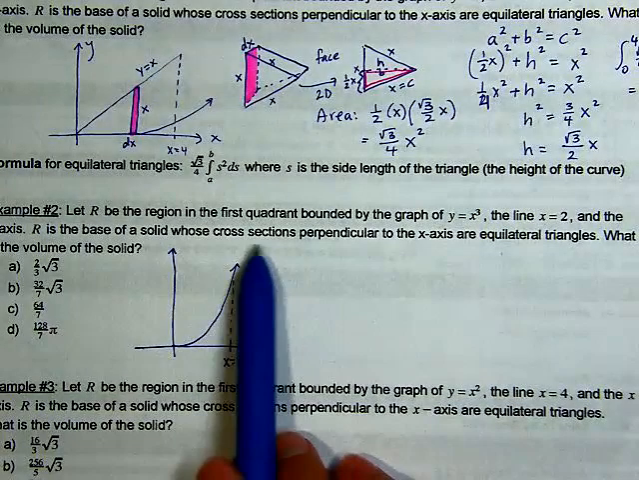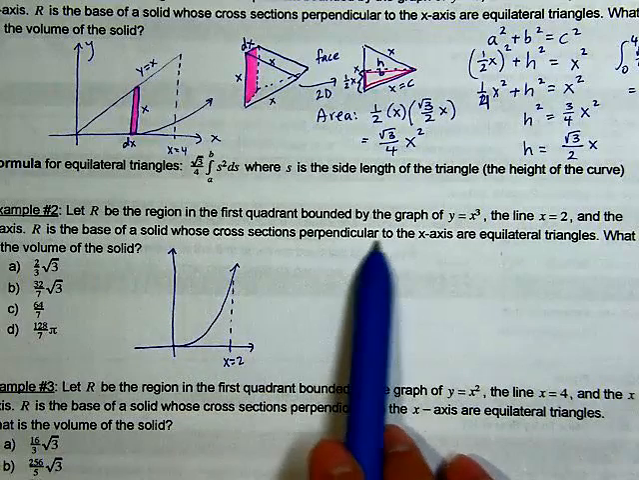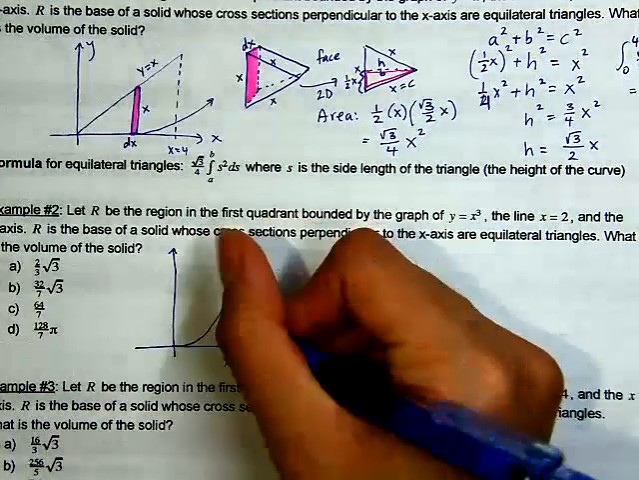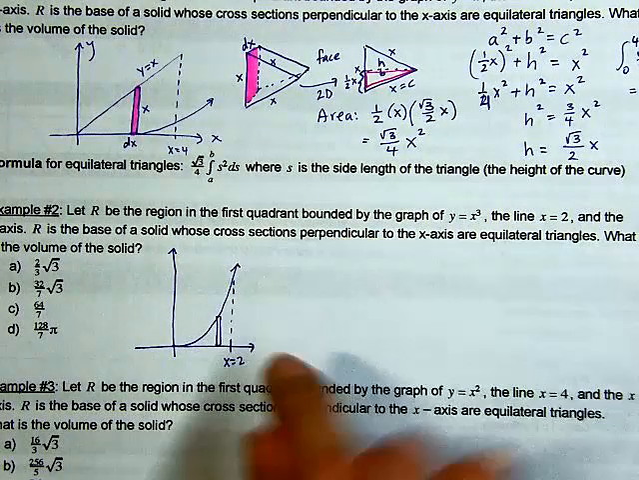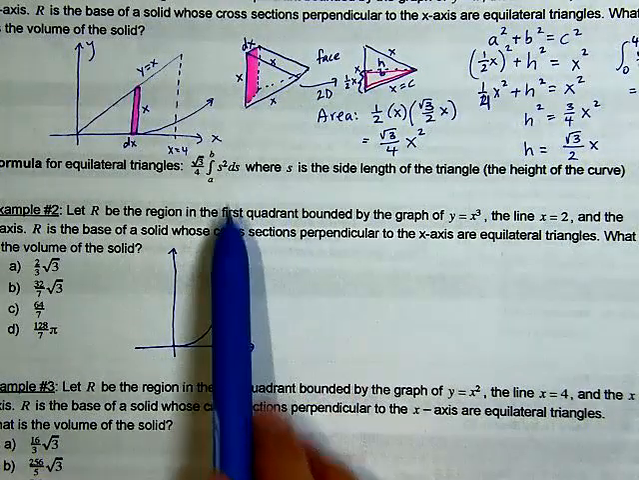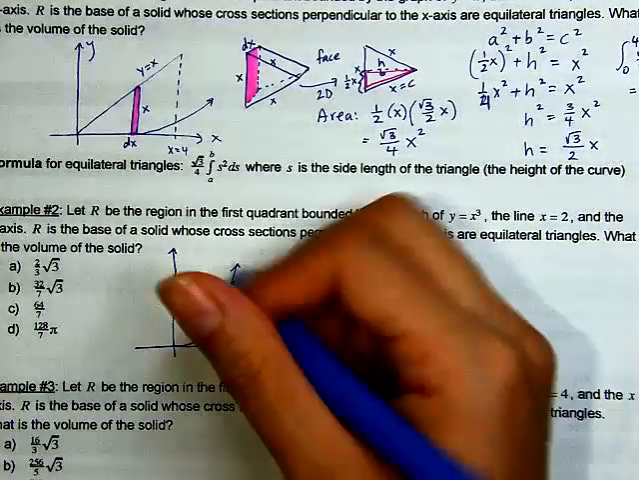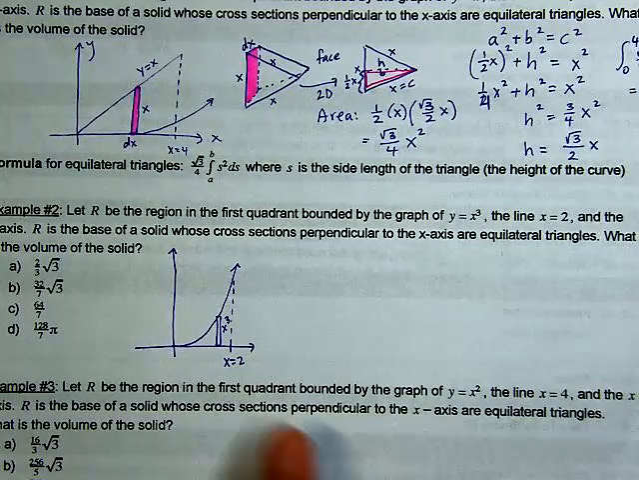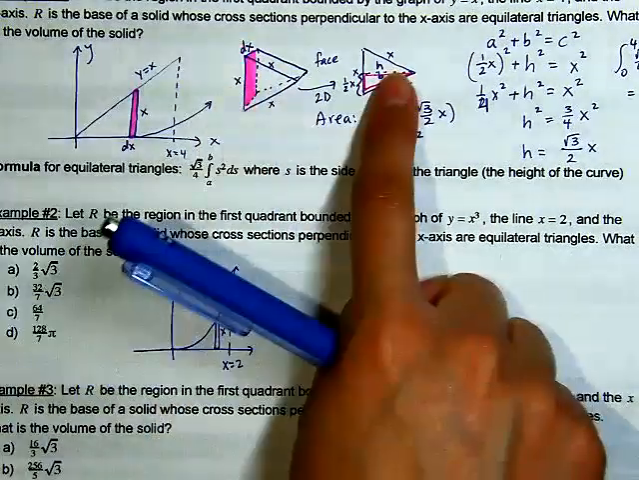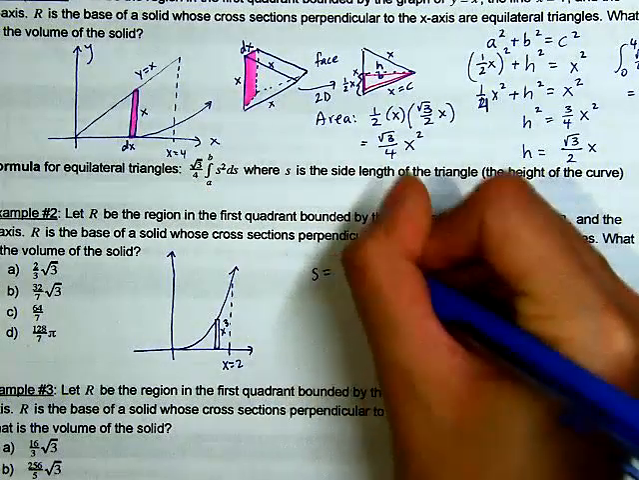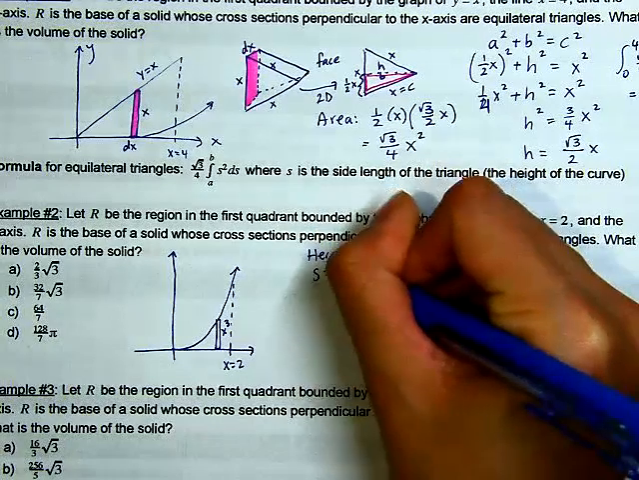The base of the solid whose cross-sections are perpendicular to the x-axis are equilateral triangles. So again, we're going to go ahead and use this formula. So if you draw this slice, it is perpendicular to the x-axis. And we have that s here, or in other words, my x here is now x cubed. If you would like, you can go ahead and draw the equilateral triangle. However, I'm just going to go ahead and use the formula. So here, s is x cubed.